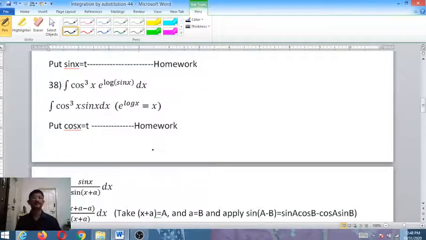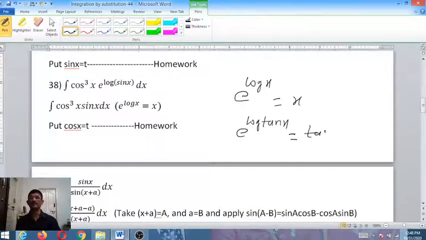Now look at here. Cos cube x into e power log of sin x. Look at this. What is e power log of sin x? Taking sin x as t or cos x as t will not work out in this problem. So always remember e to the power of log x is always equal to x. If it is e power log tan x, this is equal to tan x only. Now e power log of sin x is the same as sin x. So this problem is cos cube x into sin x. This is for homework. This is similar to this problem.